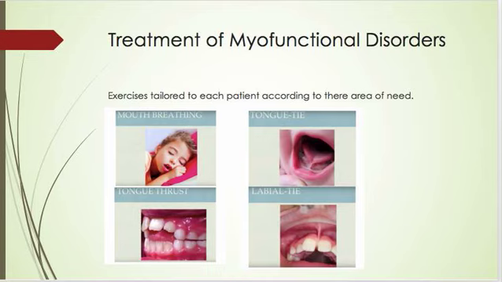The exercises that we do are tailored to the patient in the area of need. So it's not a cookie cutter method where you can just do these exercises and all is well. I'm going to treat a patient who is 40 years old and having snoring problems or facial pain differently than I would treat a 7-year-old who's tongue thrusting. So it's important to assess to determine your patient's need and then address that need.